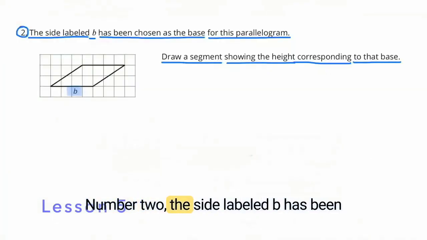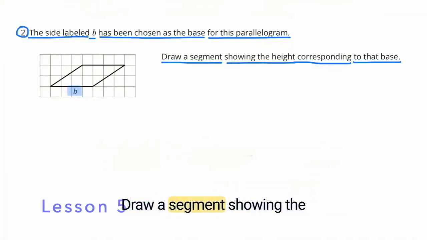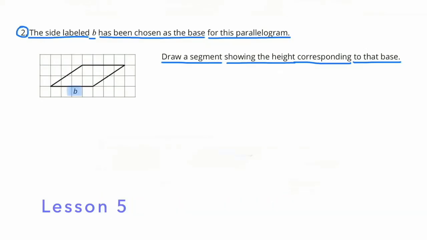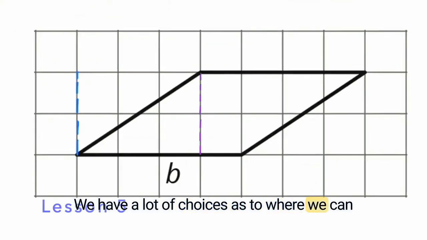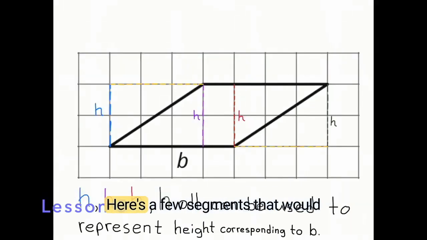Number 2. The side labeled B has been chosen as the base for this parallelogram. Draw a segment showing the height corresponding to that base. We have a lot of choices as to where we can draw a segment that shows the height corresponding to that base. Here's a few segments that would represent height corresponding to B.